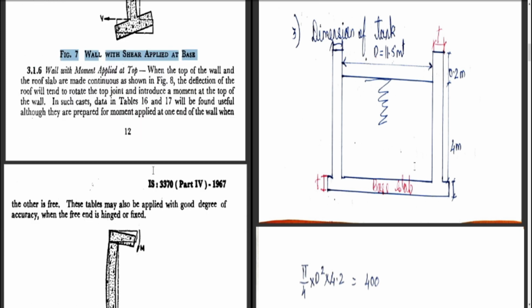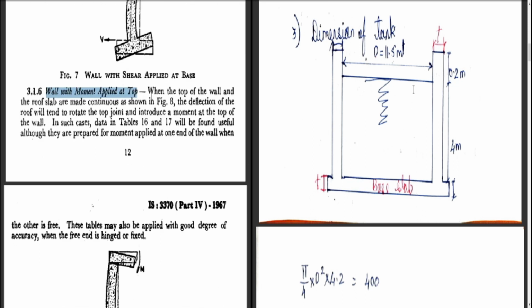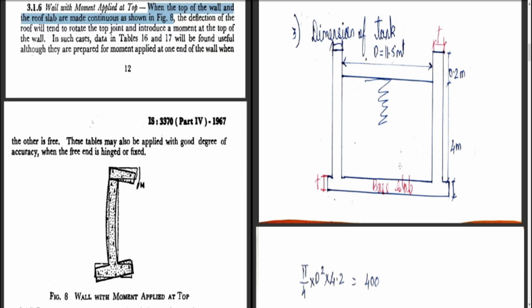Now let us see the next case. 3.1.6, walls with movement applied at the top. You can see here the movement is applied at the top. This happens when the top of the wall and the roof slab are made continuous, as shown in figure 8. The deflection of the roof will tend to rotate the top joint and introduce a movement at the top of the wall.